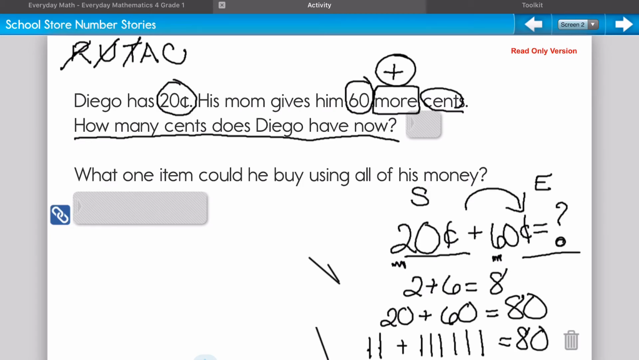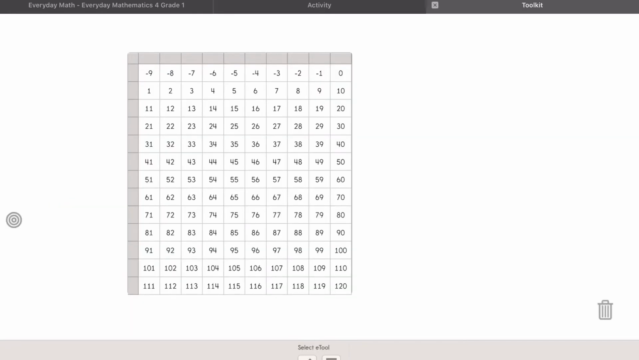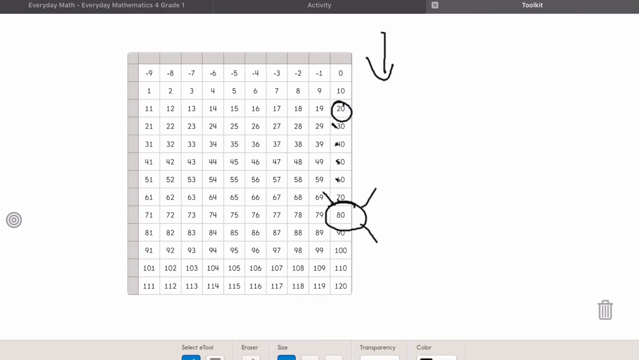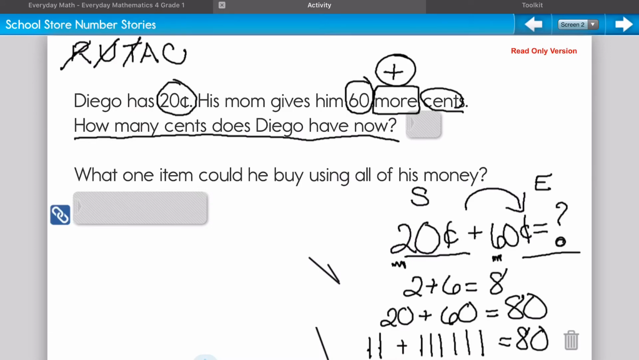Now, if I'm really stuck, I can go to my number grid. I always like to start with this at the beginning of the year. Remember, he starts here at 20 and we add 60. Now when we add 10, we go down by rows and we can count by tens. 10, 20, 30, 40, 50, 60. Look where we ended up. We ended up on 80. So I can say that for sure my answer is going to be 80 cents.